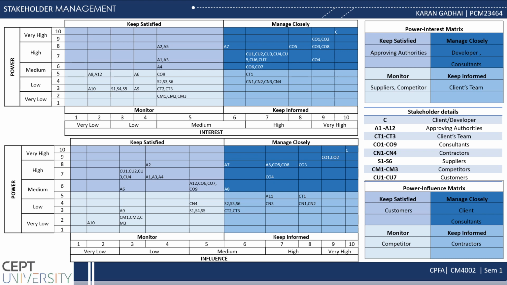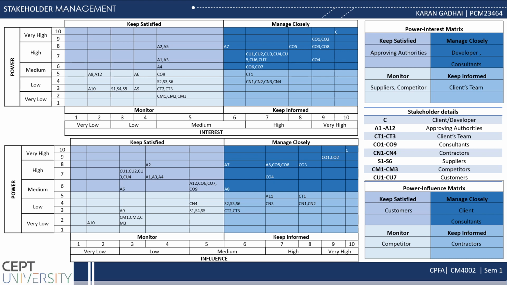Consultants have high interest and lesser power than the developer in the project, so consultants can help the developer to make decisions. Client's team have high interest and low power in the project, so we need to keep them informed. And suppliers and competitors have low power and low interest, so we need to keep them monitored.